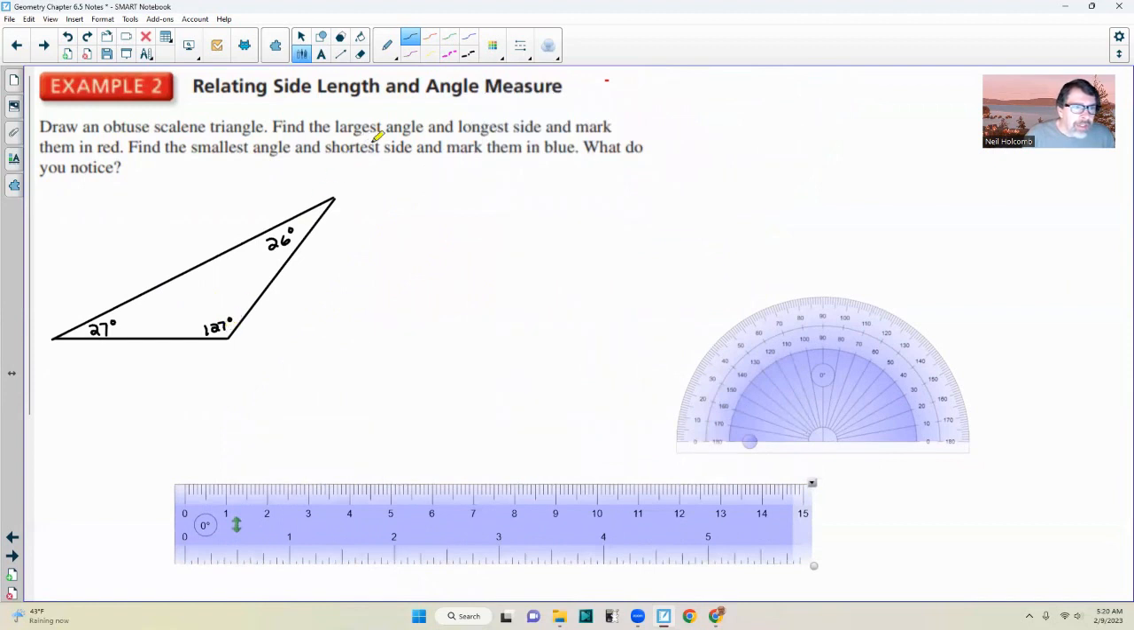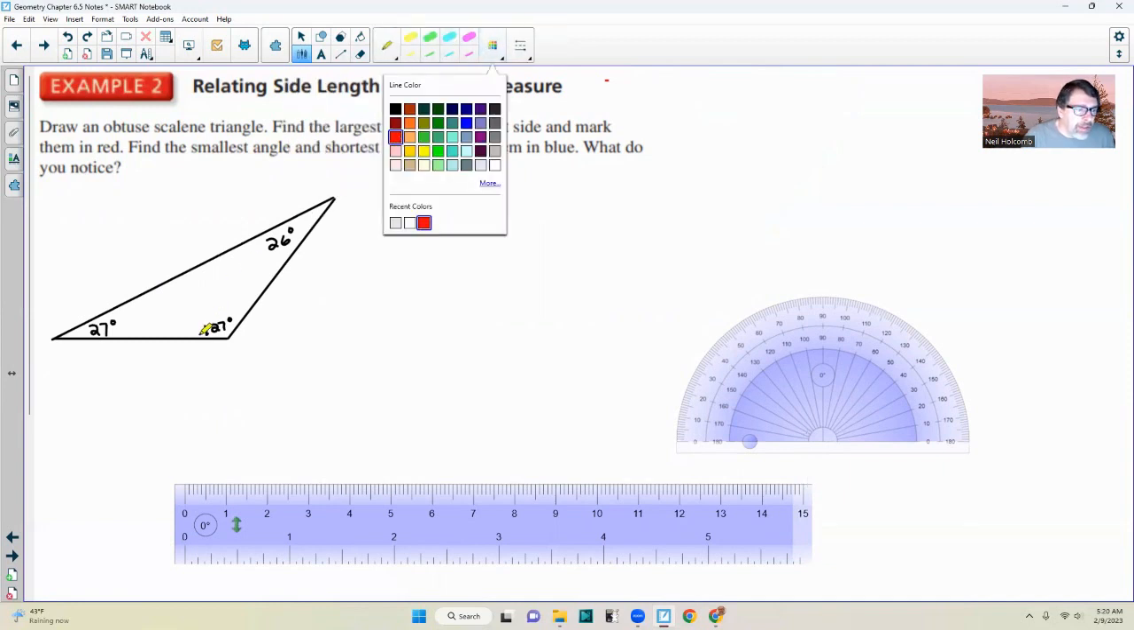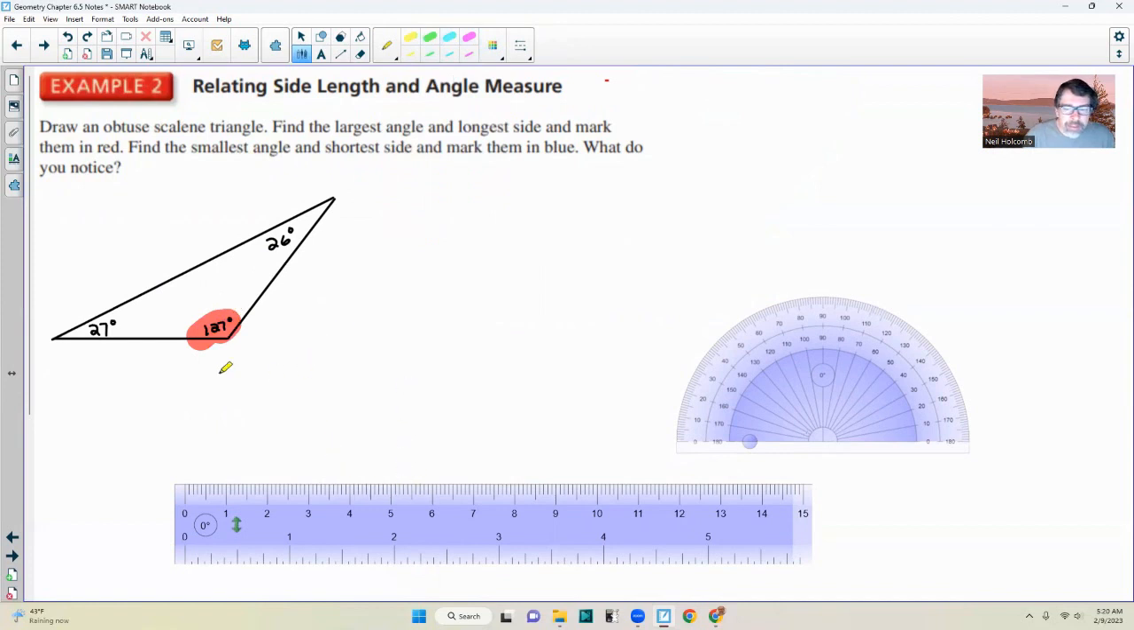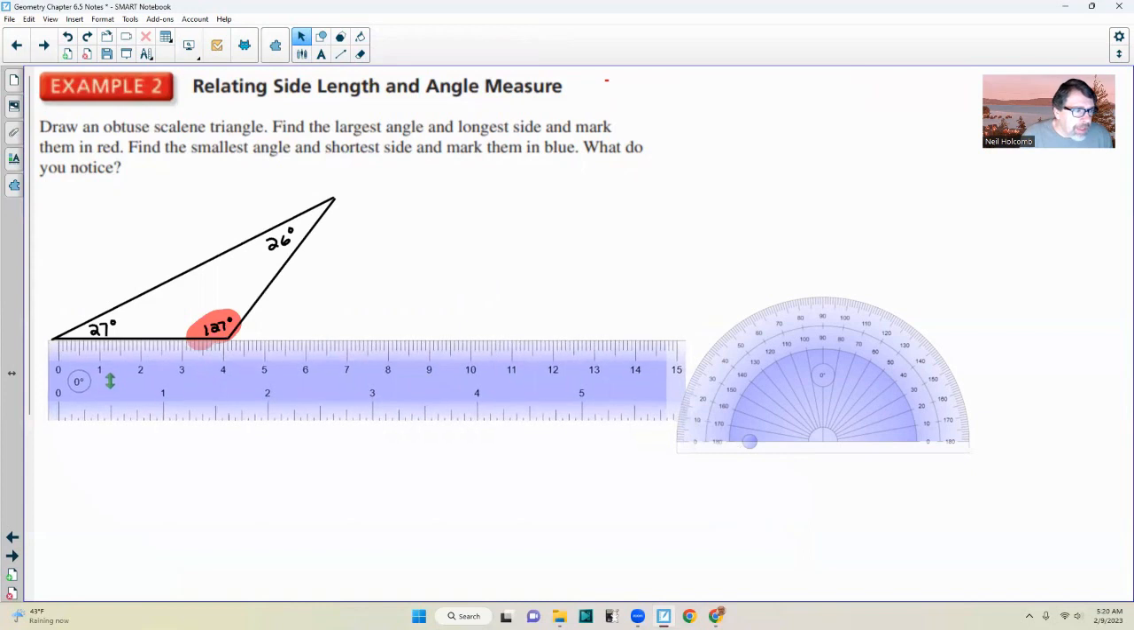largest angle, and it says to mark them in red. So now I'll get my highlighter, make it red, and this is the red angle right there. Okay, and then it says to find the lengths of the sides and find the longest side.